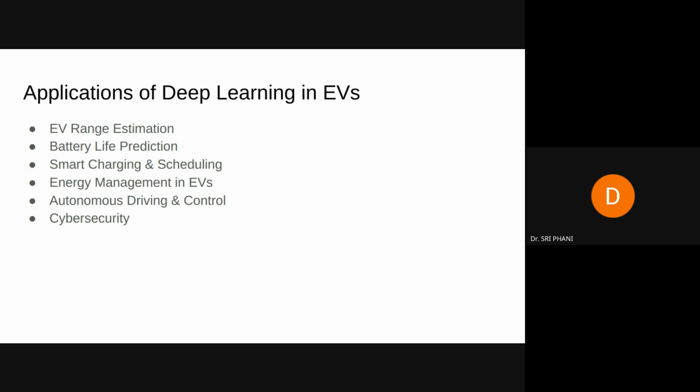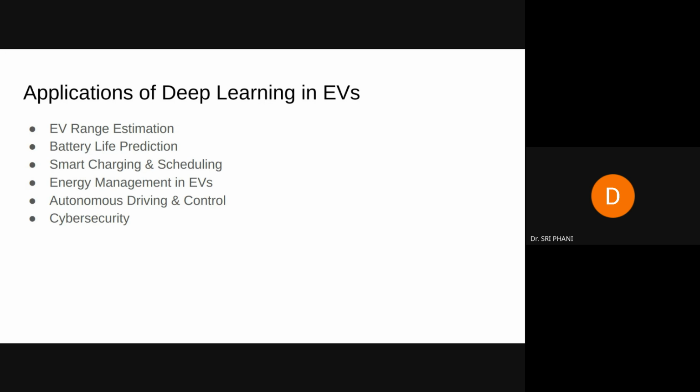Next is battery life prediction. How much time do I have before this battery goes dead? Then, smart charging and scheduling. So how much I should be charging, when I should be charging. Not only that, when you have charging stations, how much should be charged, when it should be charged, who should be charged, at what rate of dq by dt it should be charged. So all those things will be taken into account.